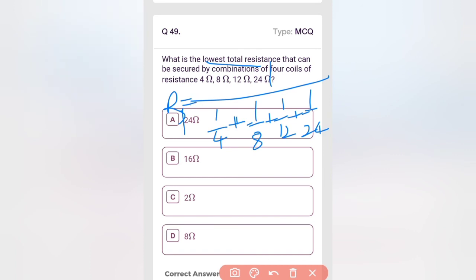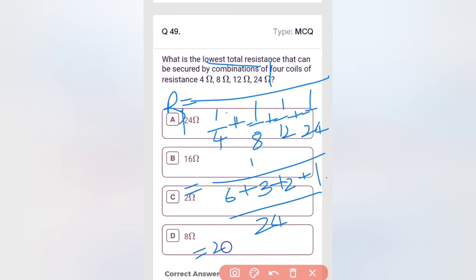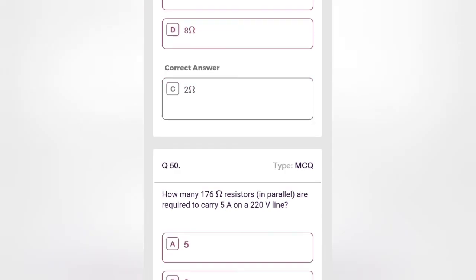If you take the LCM here, 6 plus 3 plus 2 plus 1, that is 12, so 1 by 12 divided by 24. So 24 by 12 is 2. So 2 ohm is the correct answer. Option C is the correct answer.